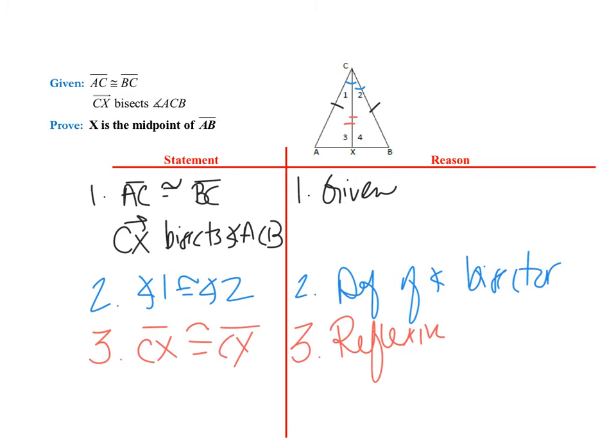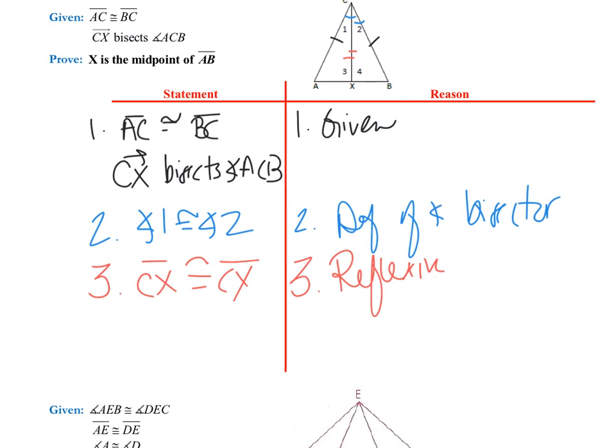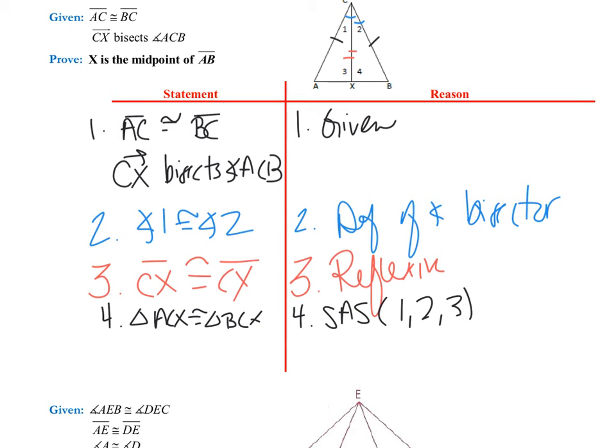Okay, now I can prove the 2 triangles congruent. So triangle ACX is congruent to triangle BCX by side angle side. And where do I get my marks from? 1, 2, and 3, right? Just follow the colors. So my one mark was here in the black, one mark was in the blue, one mark was in the red, side angle side.